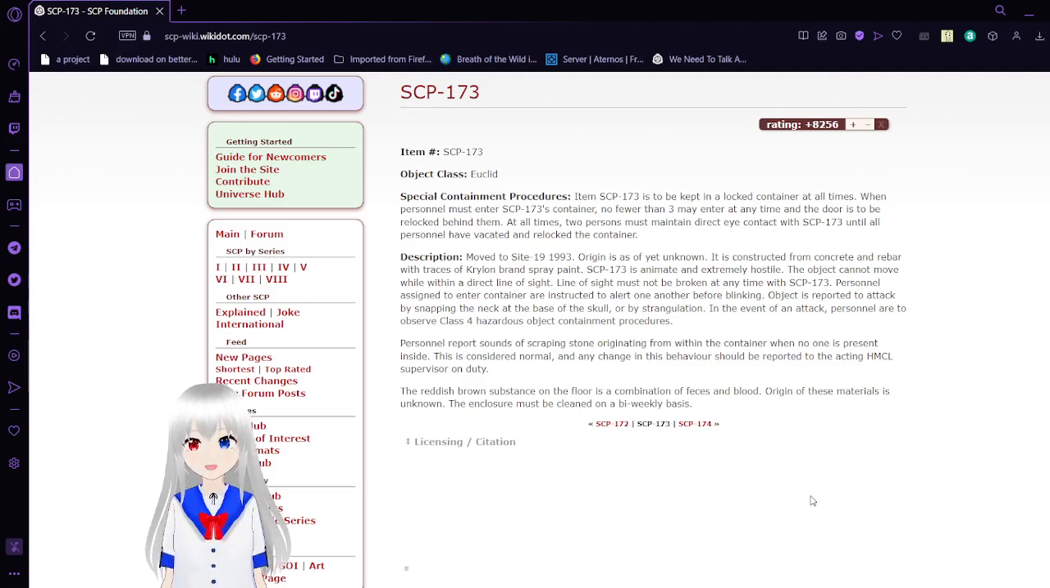Personnel report sounds of scraping stone originating from within the container when no one is present inside. This is considered normal, and any changes in this behavior should be reported to the acting HMCL, or supervisor on duty. The red-brown substance on the floor is a combination of feces and blood. Origin of these materials is unknown. The enclosure must be cleaned on a bi-weekly basis.